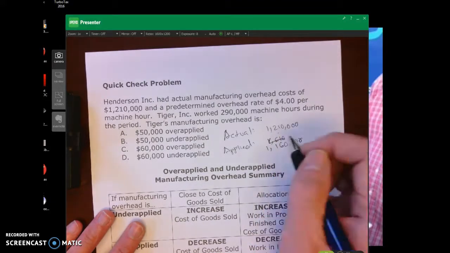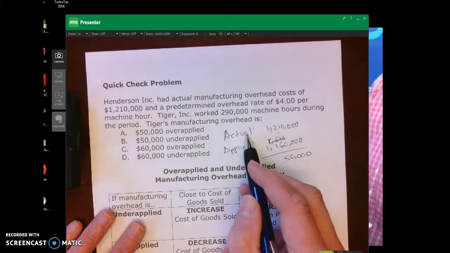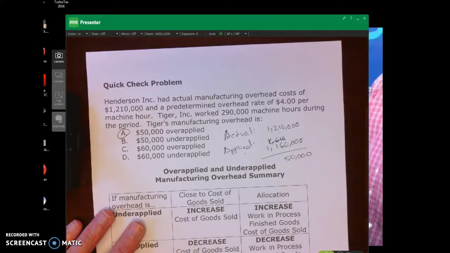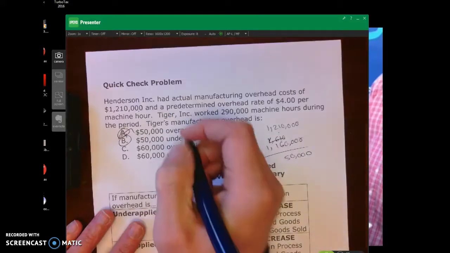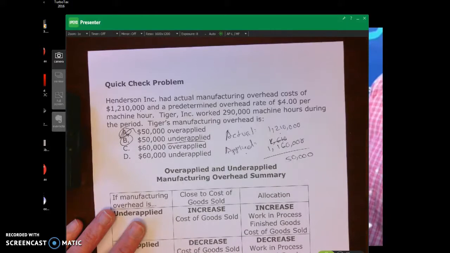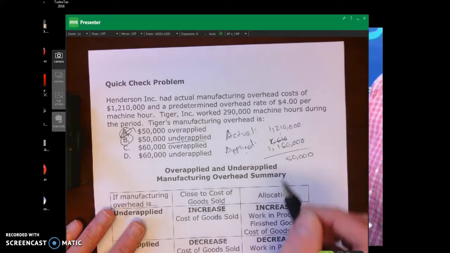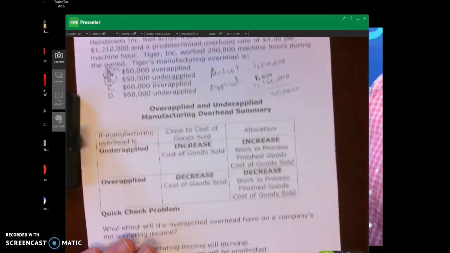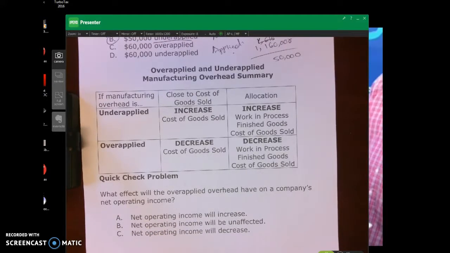We had actual of $1,210,000. We subtract, and the difference is $50,000. Actual is more than applied, so therefore it's $50,000 underapplied. Okay, $50,000 underapplied because actual is more than applied. You didn't apply enough. Okay, so let's take a look here at our overapplied and underapplied manufacturing overhead summary.